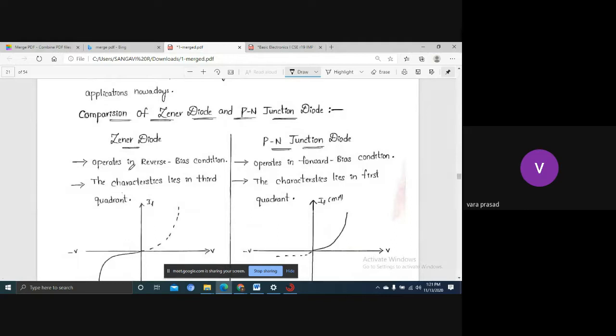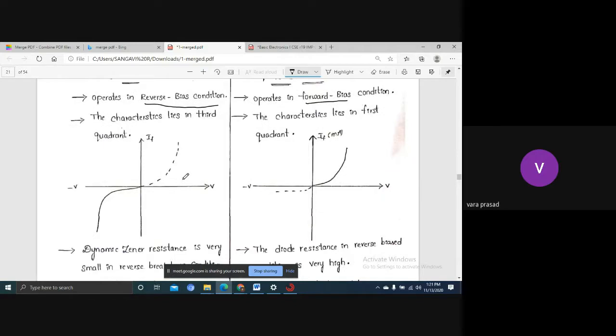The Zener diode works in the reverse bias condition. When reverse bias is applied to a PN junction diode it gets damaged, which is why its application is in the forward bias condition. This is the reverse bias characteristic, and we can write that characteristic. This is important for practical application. This is the third quadrant, and this is the first quadrant.